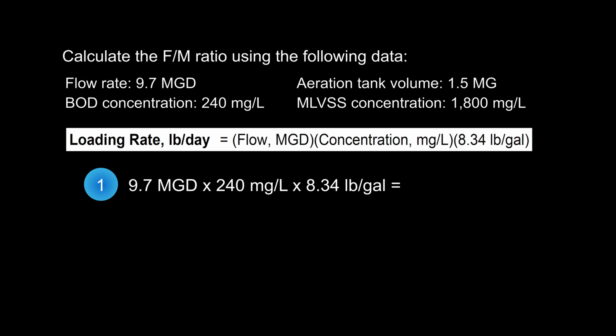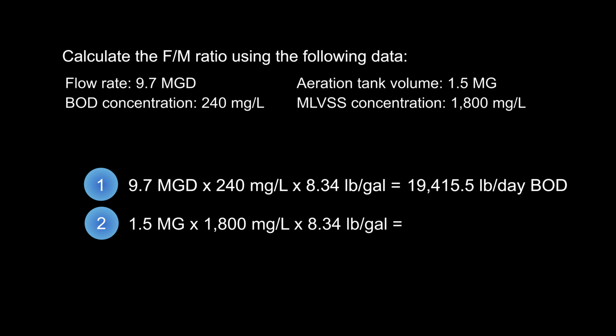So we take our flow of 9.7 million gallons per day, multiply it by the BOD concentration of 240 milligrams per liter, and multiply that by 8.34 pounds per gallon. This gives us a total of 19,415.5 pounds per day of BOD. That's the food part of the ratio.